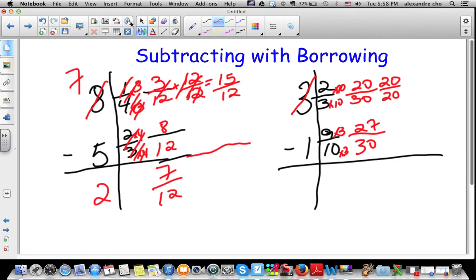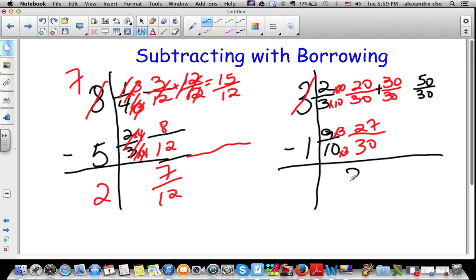Sorry, it's going to throw a 30 over 30. Look at your denominator. Denominator is 30. So it's 30 over 30. That means one whole unit. And then we're going to add those two. And you get 20 plus 30 on top is 50 over 30. So our new fraction here is 50 over 30, and 27 over 30 at the bottom.